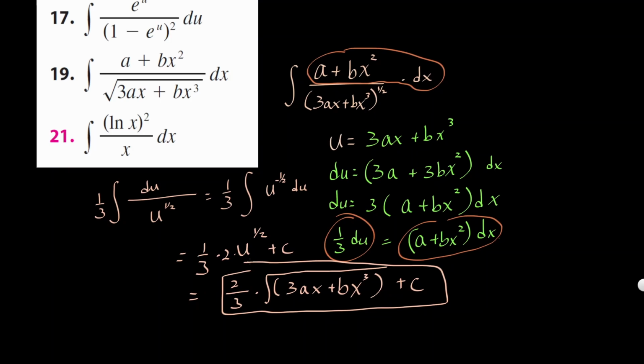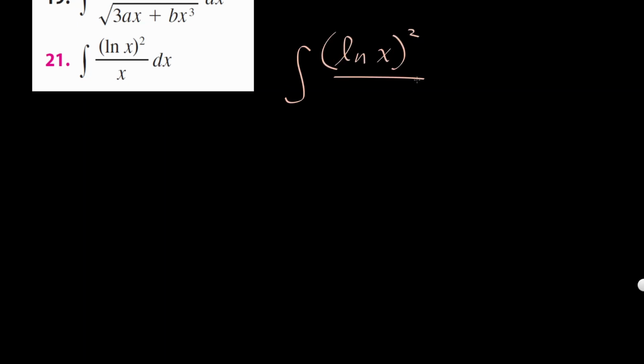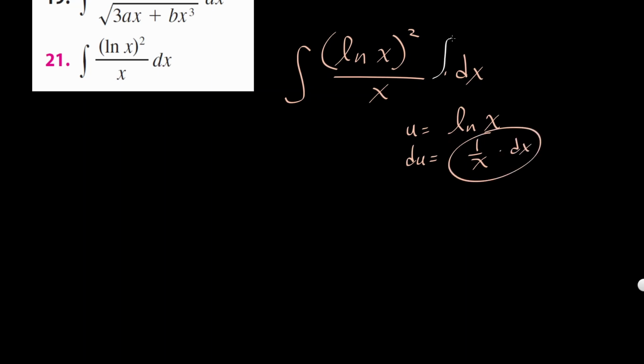Now let's do number 21. 21 says integrate natural log of x, the whole thing squared, over x, times dx. This one's fairly simple. If we let u be equal to natural log of x, du is going to be 1/x times dx. So that covers what's over here. So it's just going to be the integral of u squared.